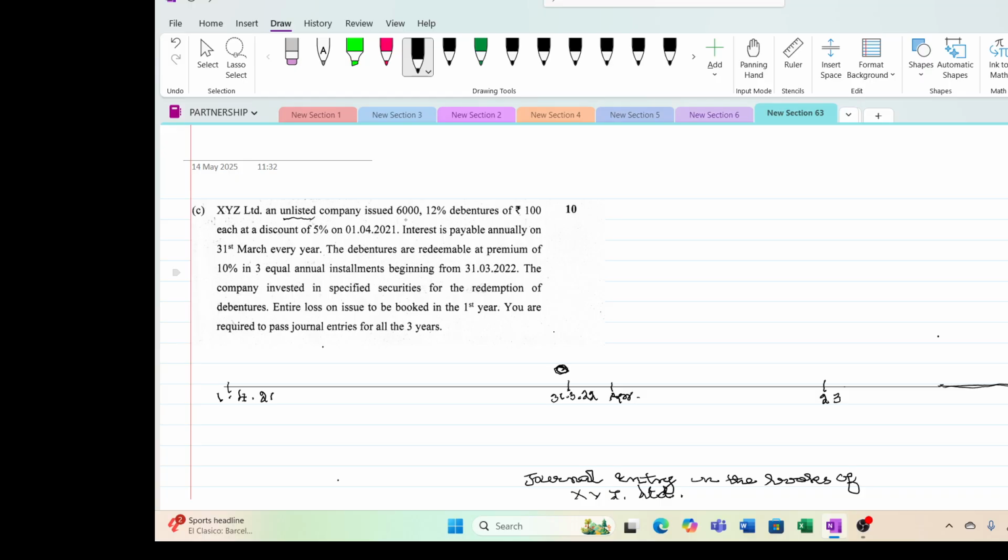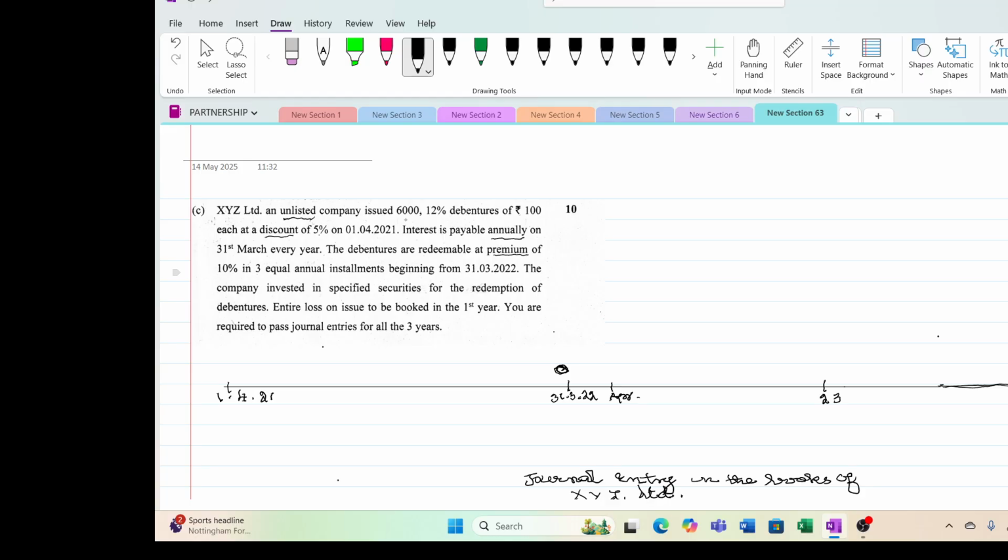Okay, so it is a 12% debentures of 100 rupees each at a discount of 5%. This is issued at a discount of 5% and interest is payable annually. Every year you have to make the interest payment. The debentures are redeemable at a premium. See here, it is issued at a discount as well as redeemed at a premium. Whenever you are going to redeem it at a premium, you know very well that there is a loss going to happen. You have to provide for the premium, loss on premium also at the time of issue itself.